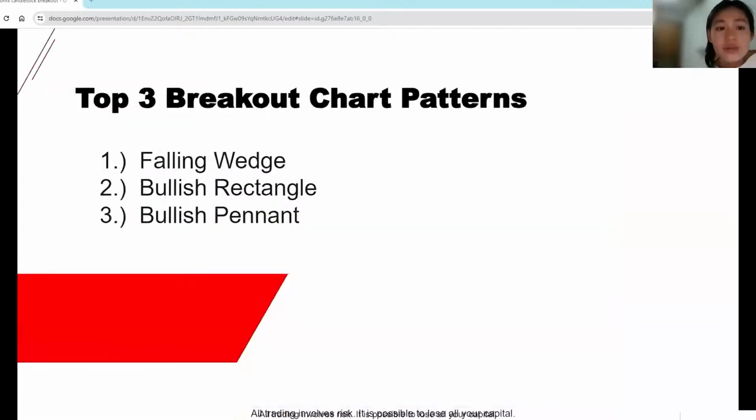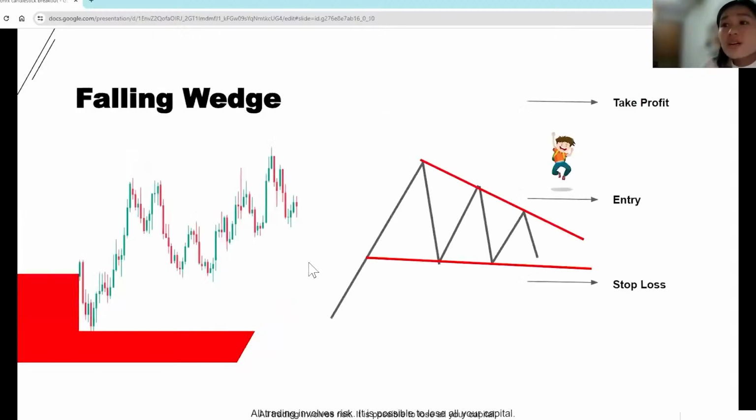Okay, let's look at our top 3 breakout chart patterns. Firstly, we'll be looking at our falling wedge, then our bullish rectangle, and then our bullish pennant. Okay, so starting off with our falling wedge, this is where we would roughly place your take profit, entry and stop loss levels. I guess these are also kind of your triangles, so in this case, a falling wedge would just be a descending triangle.